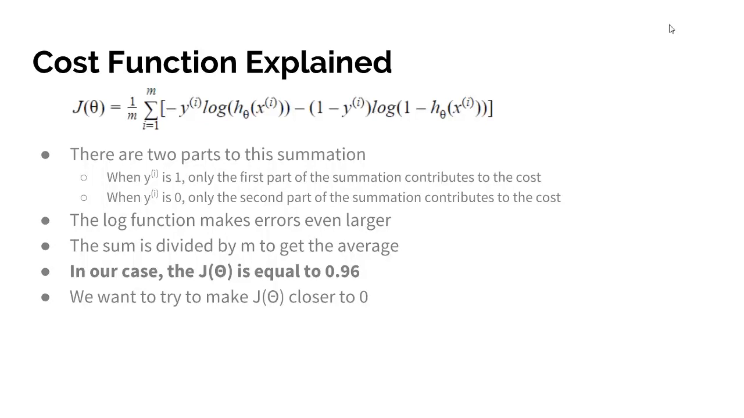And the flip happens when yi is equal to 0. That means only the second part of the summation contributes to the cost. So we take the log of h theta of x in order to make the errors even larger. And having summed all these errors, we divide by m to get the average. And in this case, with the current data set, our j theta is equal to 0.96. And we want to make j theta closer to 0 as much as possible.